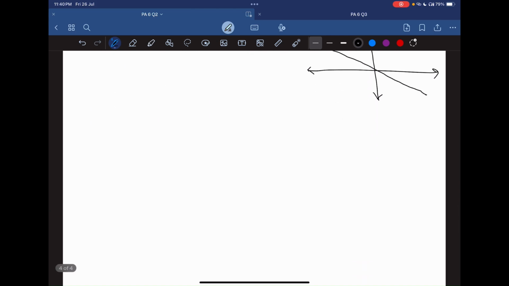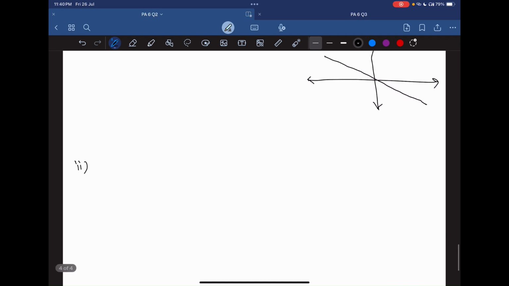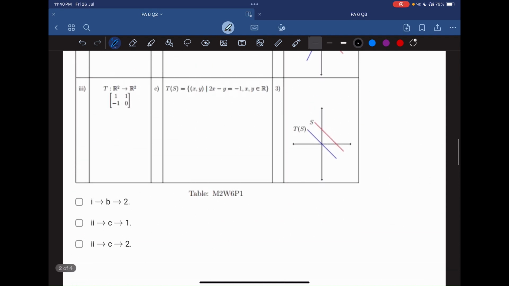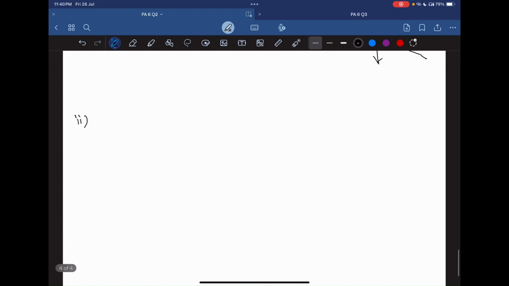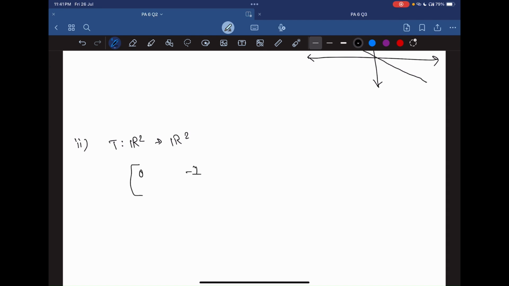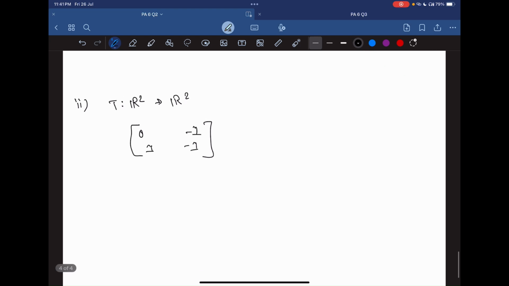Now, similarly, we will check the other two linear transformations as well. The second linear transformation is also from R2 to R2, and the matrix representation is 0, minus 1, 1, minus 1. Now I will directly write the images of these vectors.